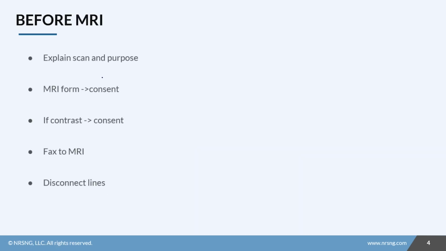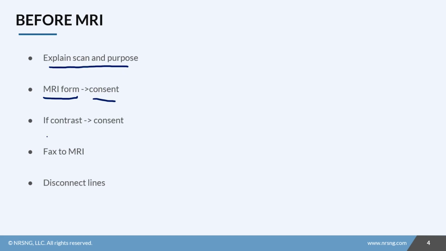So when the doctor orders an MRI, I want you to explain the scan, what it is, and why the patient's getting it to them. For example, if the patient has severe cellulitis in the abdomen and the doctor wants to make sure there's not an abscess forming, you're just going to let them know, hey, this is why we're doing this. Your facility is going to have an MRI form that you're going to fill out by asking the patient questions, just to make sure they haven't had any metal exposure or metal placement in the body, because those might contraindicate the procedure. So the patient's going to go ahead and sign that.